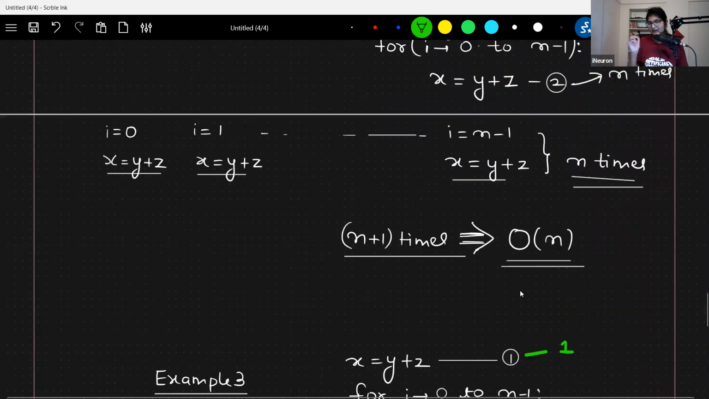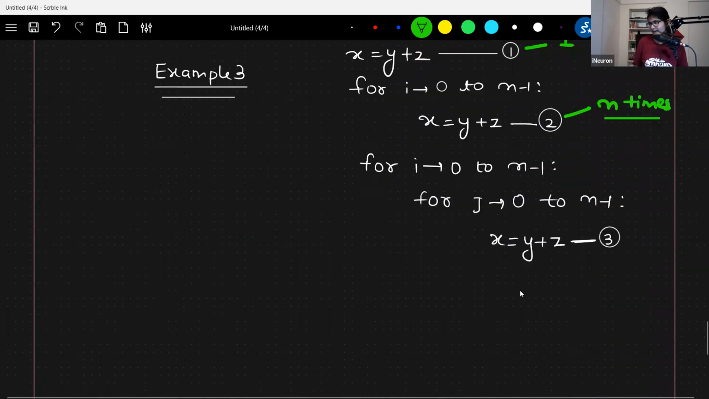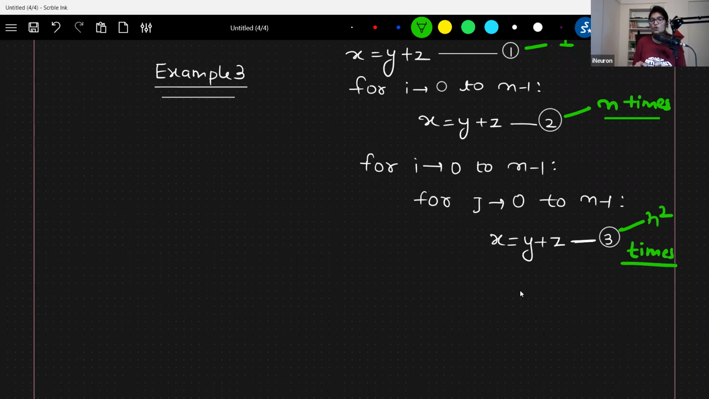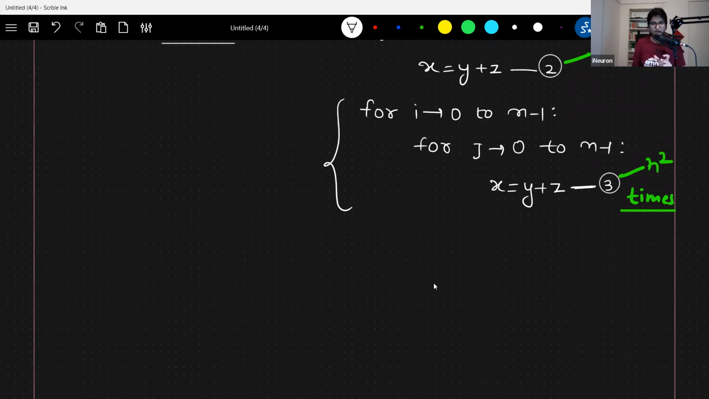Now, coming towards the next part. How many times do you think this statement will be repeating? N square. Why n square? If you know how a nested loop works, you will easily be able to tell me that this is n square. Not n plus n, it is n square. How? What does this loop indicate? Let me try to show you.